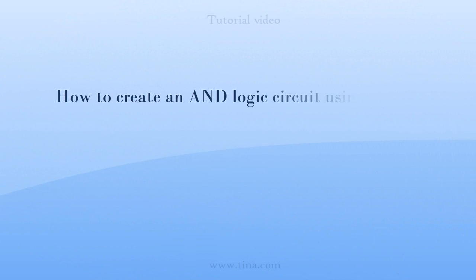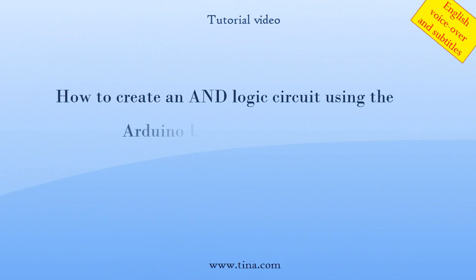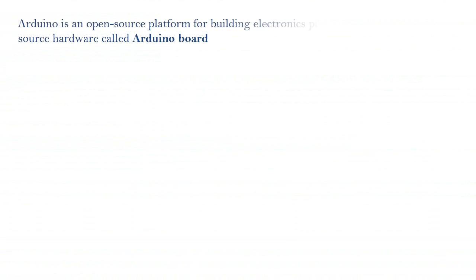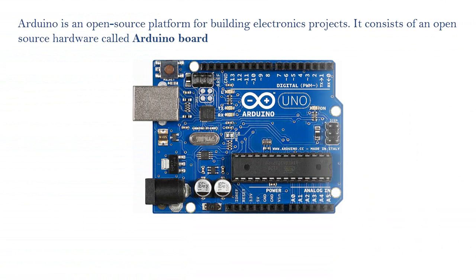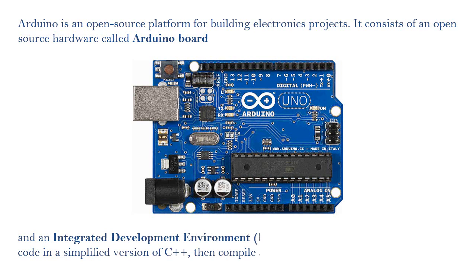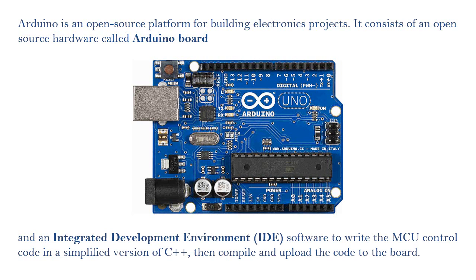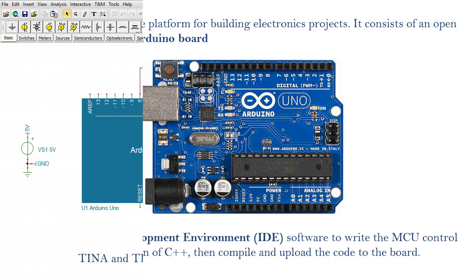How to create an AND logic circuit using the Arduino UNO microcontroller. Arduino is an open source platform for building electronics projects. It consists of an open source hardware called Arduino board and an integrated development environment, IDE, software to write the MCU control code in a simplified version of C++. Then compile and upload the code to the board.